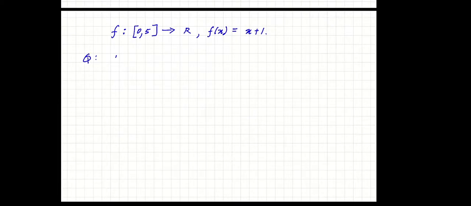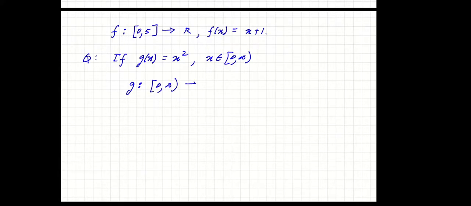For example, if g(x) is equal to x squared, defined from 0 to infinity, how do you write this in functional notation? It's easy. Again, g, double dot. Then you have to put the domain, which is 0 to infinity. Always that R should be there. R means real value. Comma, then g(x), then you write the function which is x squared. Easy peasy.